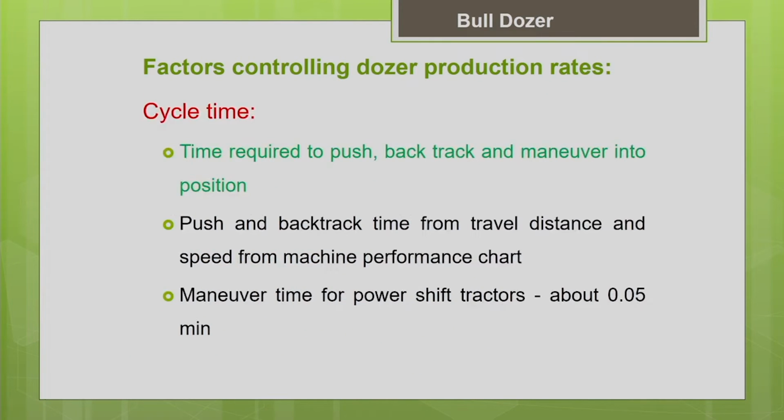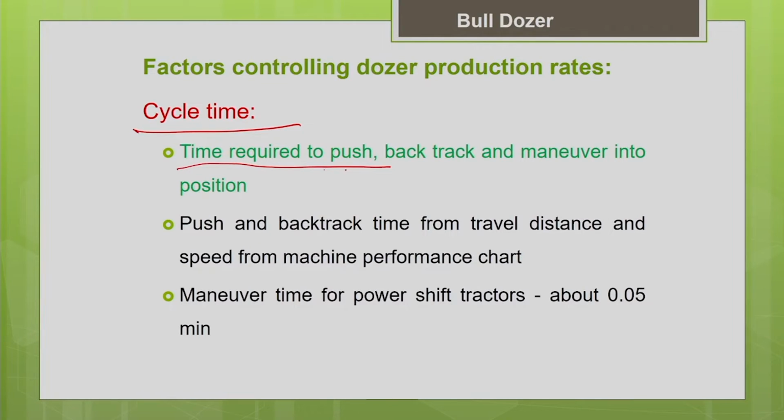So, now let us see how to define the cycle and estimate the cycle time of the bulldozer. Say the bulldozer is used for earth moving operation. How to define one production cycle of a bulldozer? Basically, the bulldozer will cut the earth. Once the blade is full, completely loaded, it will push the earth till the dumping place, then it will return back to its original position where you want to do the dozing operation again. So, this cutting and pushing will go together. The time required to push, backtrack and maneuver into position is called the cycle time of the bulldozer.